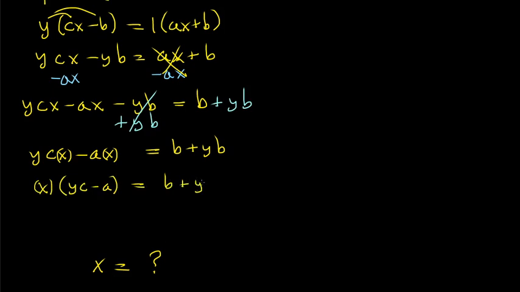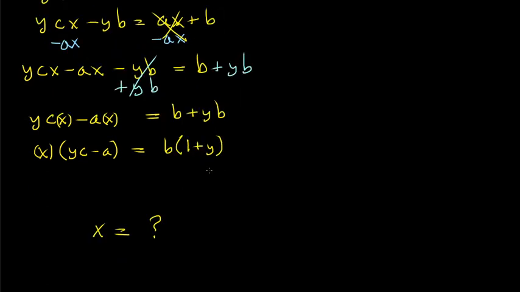And I leave everything on the right the same. Oh, I could factor out a b here. I don't think it's necessary, but if we're in the mood for factoring, let's factor out the b as well. So b times 1 plus y. Right? So on the right side, b is our common factor, greatest common factor.